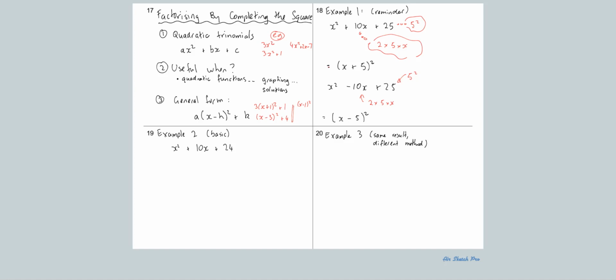We don't have a perfect square here, do we? We've got an x squared here, we've got a 10x here, and we've got a 24 here.